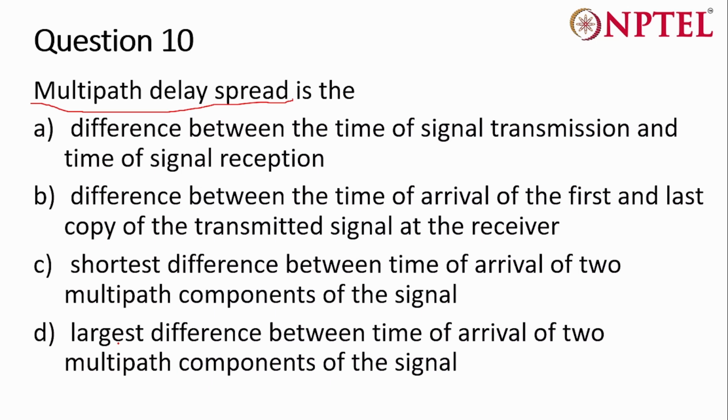D, madam, D. Large difference between the time of arrival of two multipath components. Okay, is it just the difference between two multipath components? Multiple copies of data we can get during multipath, and the delay across all the signals, first and last copy. Yeah, basically it's B, you're right.